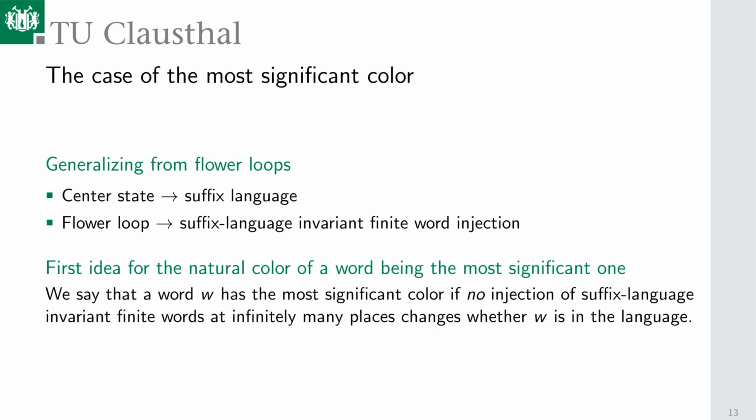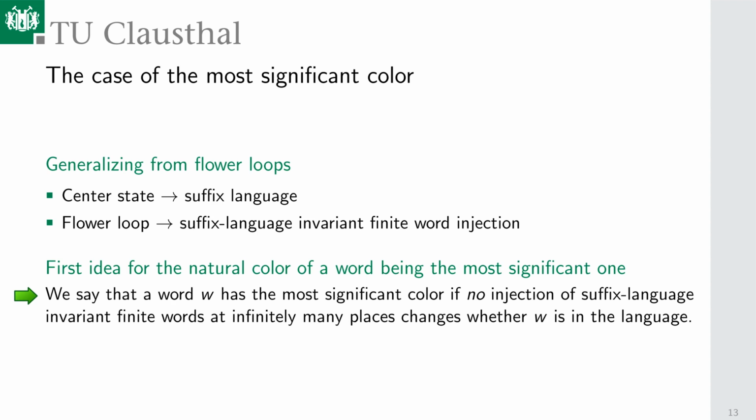With this idea in mind, we can now define a first version of when the natural color of a word is the most significant color. And that is the one here. We say that a word W has the most significant color if no injection of suffix language invariant finite words at infinitely many places in the word changes whether W is in the language.